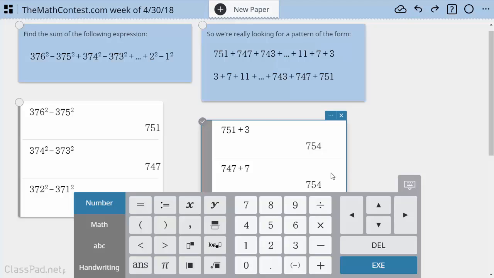So, in order to quickly sum all of the numbers I have placed here, all we need to do is figure out how many pairs adding to 754 there are. And we've turned this into a multiplication problem.